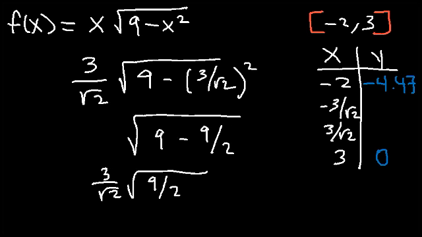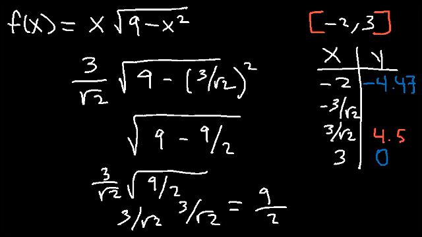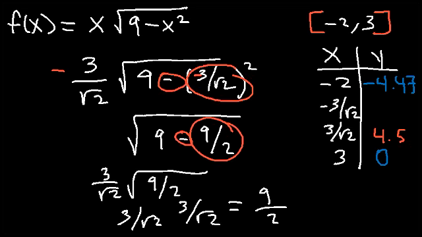And the square root of 9 is 3, divided by the square root of 2. 3 times 3 is 9. Square root 2 times square root 2 is 2. So the whole thing is just 9 over 2, or positive 4.5. Now what about negative 3 over root 2? Well, it's going to be the exact same thing, but there's just going to be a negative sign on the outside. If you plug in negative 3 over root 2, once you square it, it's going to be 9 over 2. Plus you have this negative on the outside. So the whole thing is just going to be negative 4.5.